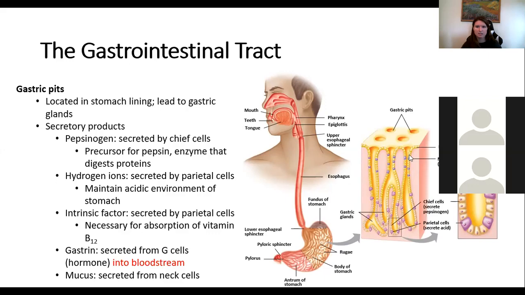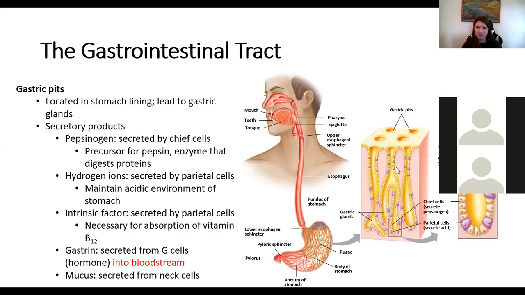And the neck cells are secreting basically a mucus. And the mucus is protecting your stomach flesh, right? The actual organ is covered in a slimy mucus layer because your stomach is going to be super highly acidic and you don't want to damage the actual tissue of the stomach, even though you're holding a highly acidic fluid inside of it.